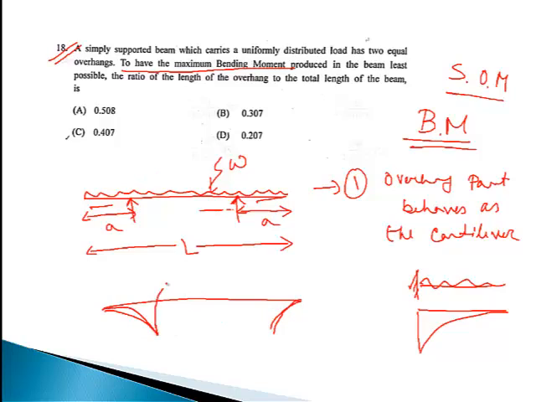So, it will be this type. Okay. This is the bending moment. It will be a curve one, because overall it is UDL. So, it will be a curve one, parabolic curve. Okay. So, what is the question? To have the maximum bending moment produced in the beam least possible.